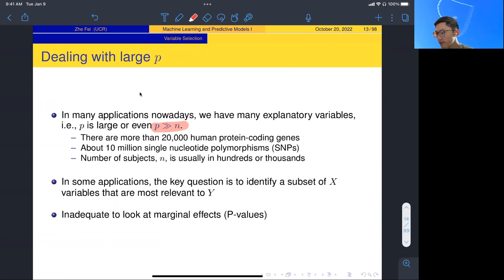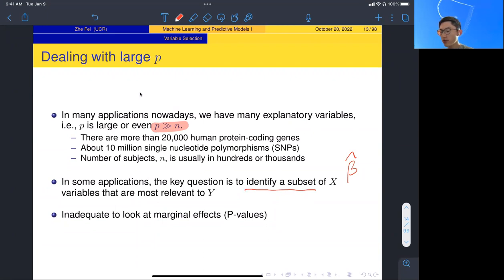So in these cases, the key question is not only to estimate beta hat, and oftentimes this beta hat estimate may not be available for all the P, because you have a large number of P, but we want to identify a subset of X variables that are most relevant to Y. So that's one of the goals, and the immediate goal we want to achieve when analyzing this high dimensional data.